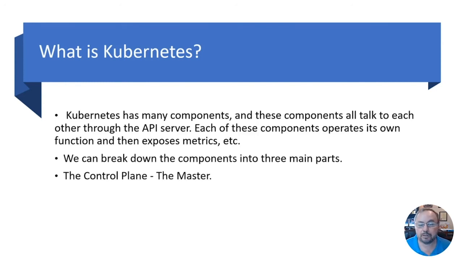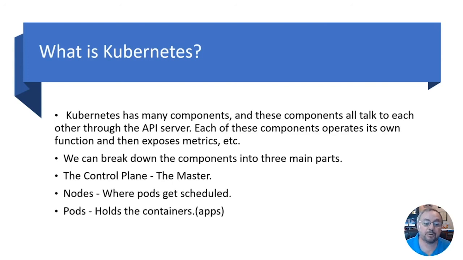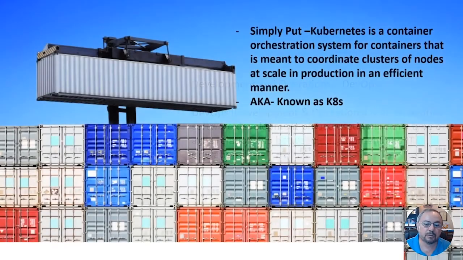Now, when we think about components, we have basically three main parts. We have the control plane, we have the nodes, and then we have pods. So in the world of Kubernetes, it's mainly focused on nodes and pods. But remember, there is a control plane, right? We have to have a master node. We have to have, for example, a way to communicate with other nodes, right? This is basically the purpose of breaking down the components. Lastly, Kubernetes is a container orchestration system for containers. It is meant to coordinate clusters of nodes to scale in production in an efficient manner. Also, as we may be aware, Kubernetes is known as K8s as well. That's all that I had for this lesson. Let's move on.